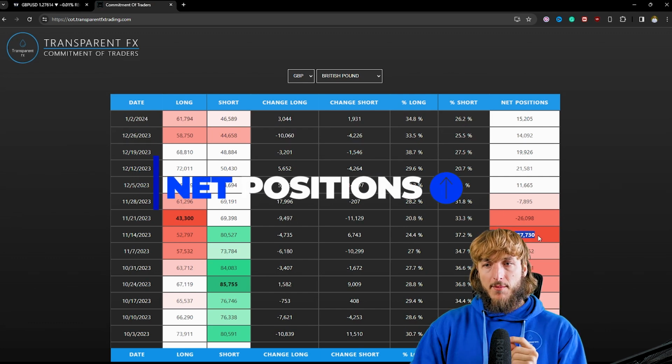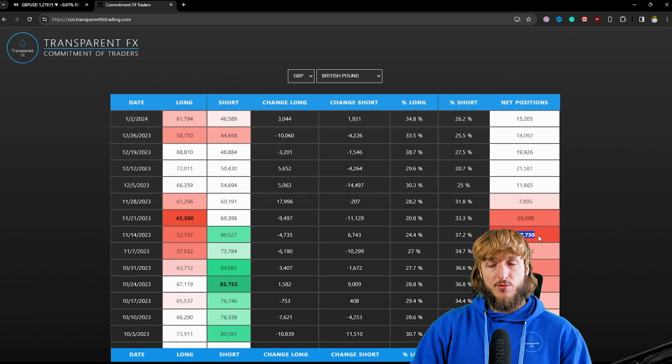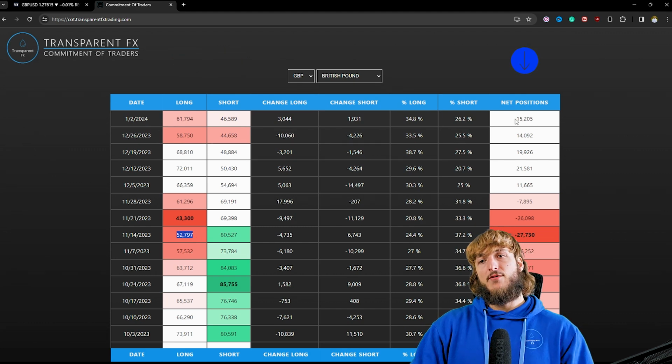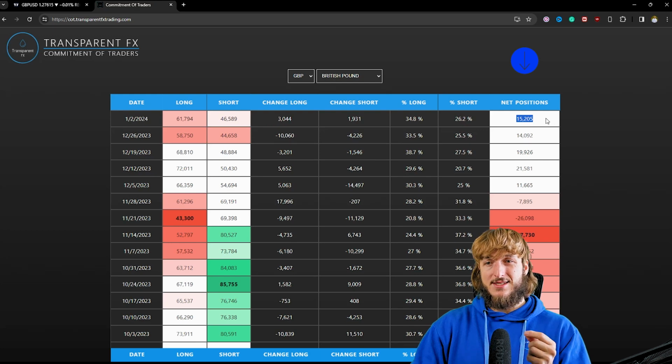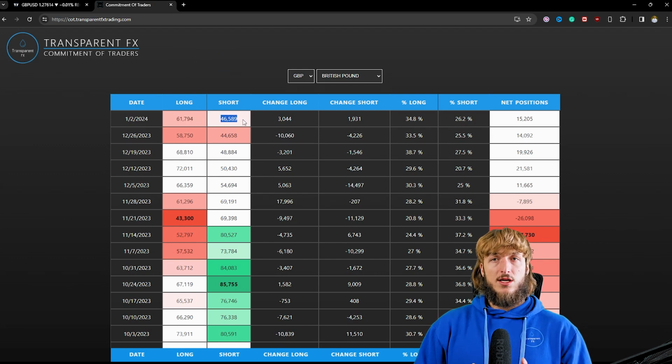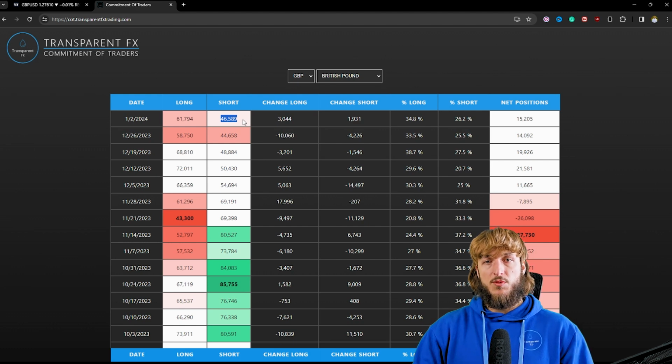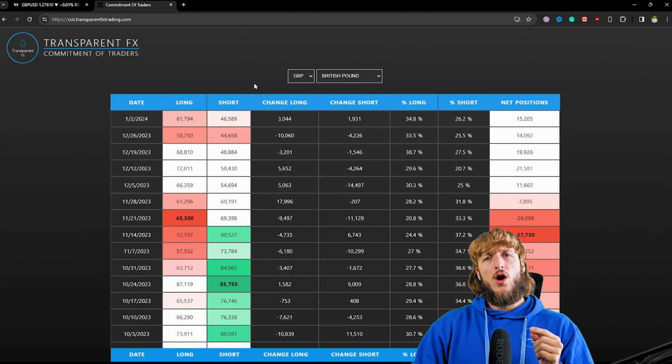We went from having minus 27.7k net positions, so a negative net positioning with more shorts than longs from an institutional perspective on the pound, with 80,500 shorts compared to only 52.7k longs. We went all the way up to now having a positive net positioning of plus 15.2k net positions with 61.7k longs compared to only 46.5k shorts. So clearly institutions have been longing GBPUSD aggressively.